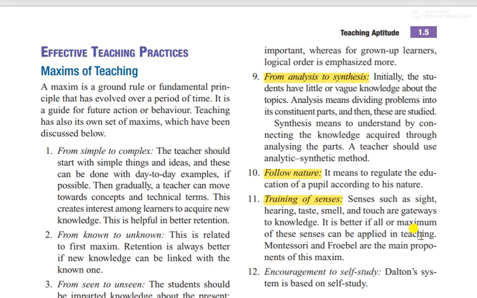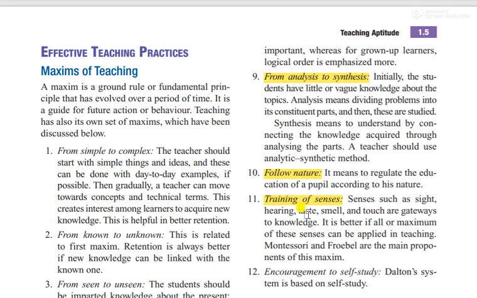It is not possible in every topic, in every subject, but if possible, we should try to implement the method by which these senses are used, like the seeing skill. In a general, conventional classroom, what is there? Generally, students look at the board, look at the teacher, and hear whatever the teacher taught.